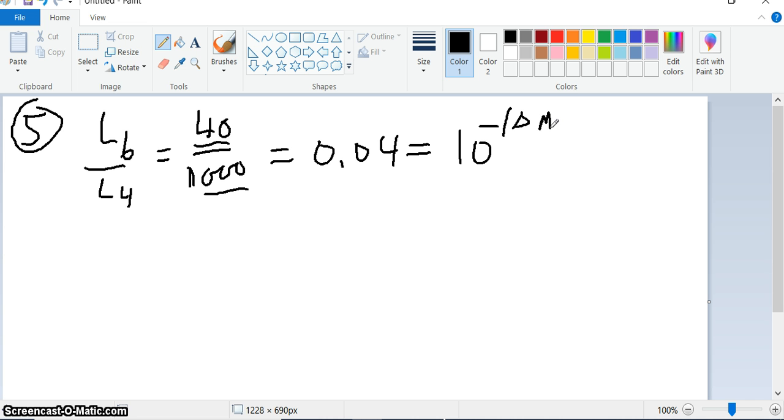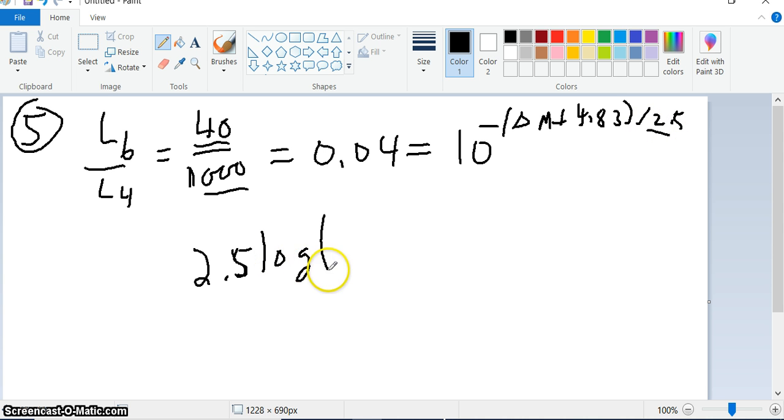Plus 4.83 really, and then of course divided by 2.5. Right, we've used this several times now. All right, so you take the logarithm of both sides, so it's going to be 2.5 times, right? The 2.5 of course comes from over here.